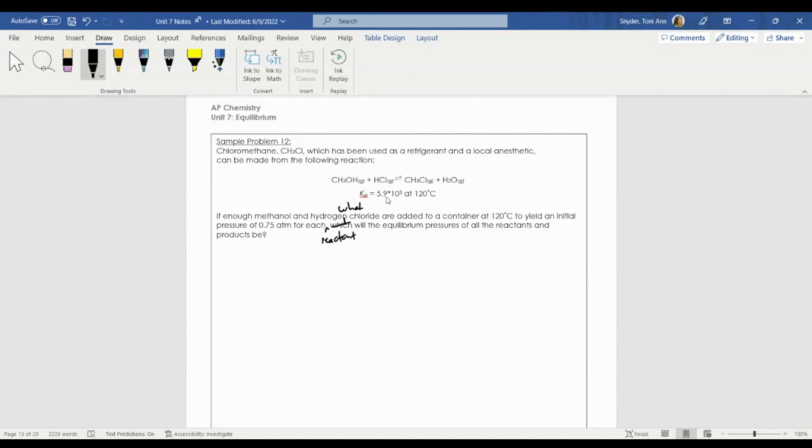Okay. So start off by writing our equation. I like to rewrite this here so I have it nice and big.